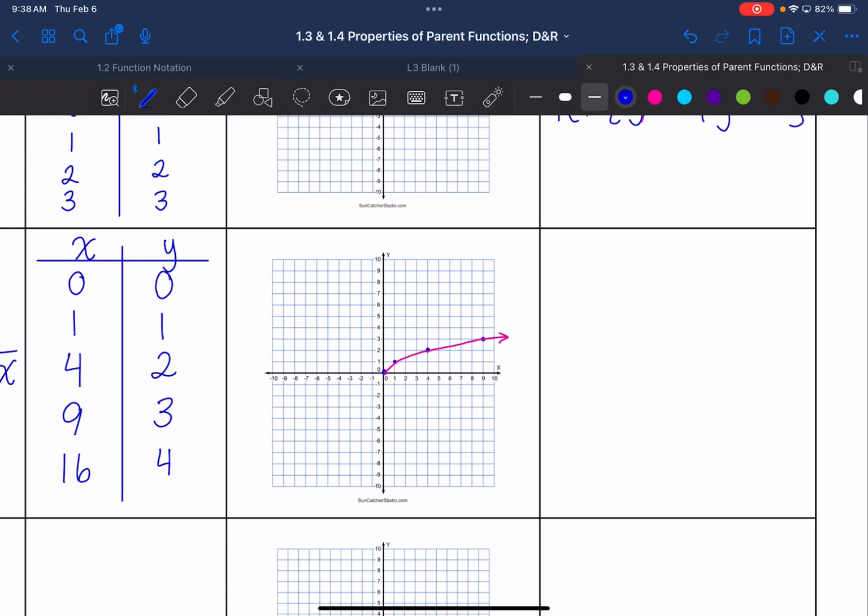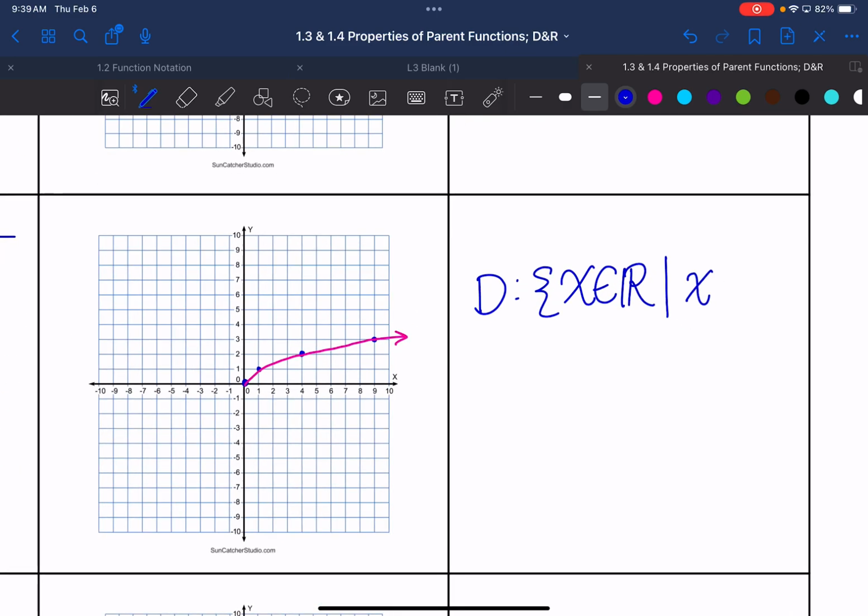So how would our domain and range look now? Because for domain, we're definitely restricted, but what am I restricted to? Exactly, it's got to be 0 and then everything above it. I can't dip into the negatives. It's not going to go that way.